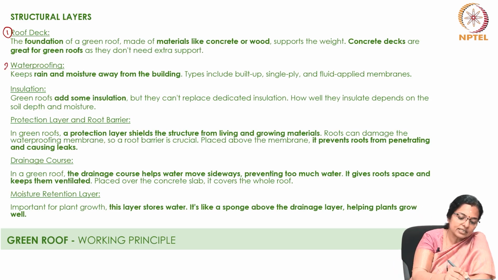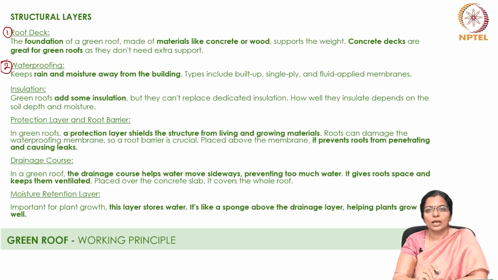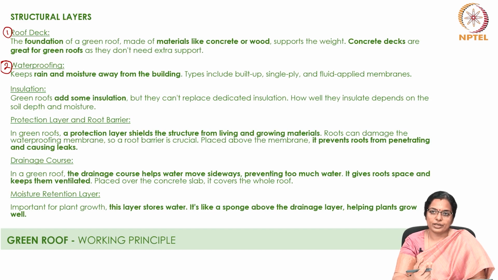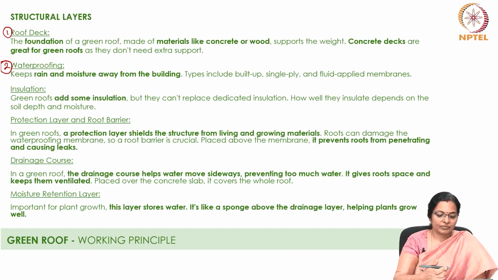The second is waterproofing. Because of waterproofing, moisture or rain is kept away from the building. This is important because as we water the plants, the moisture could seep into the main structure if we do not waterproof it. The types include built-up, single-ply and fluid-applied membranes.